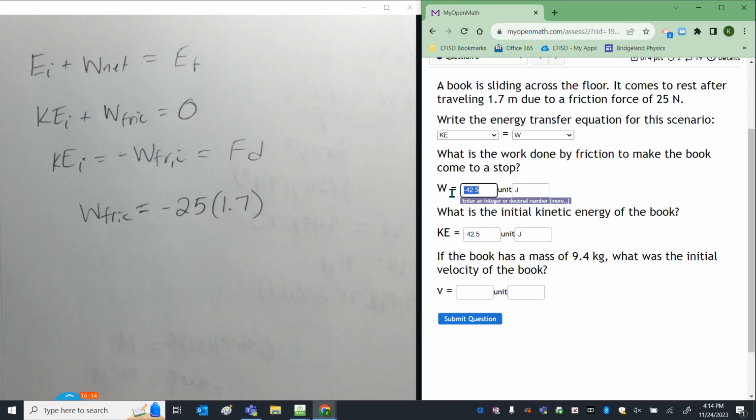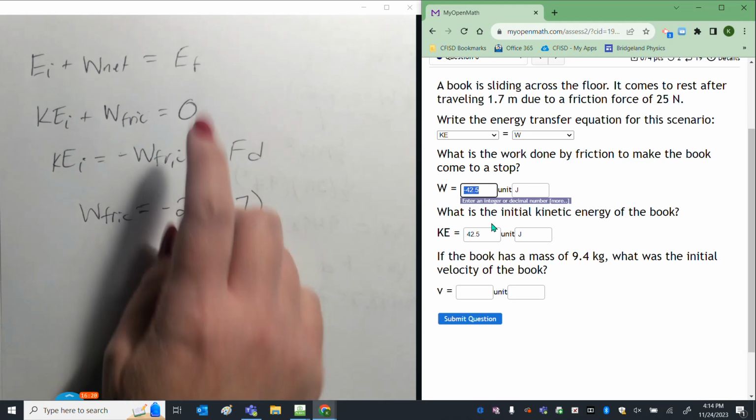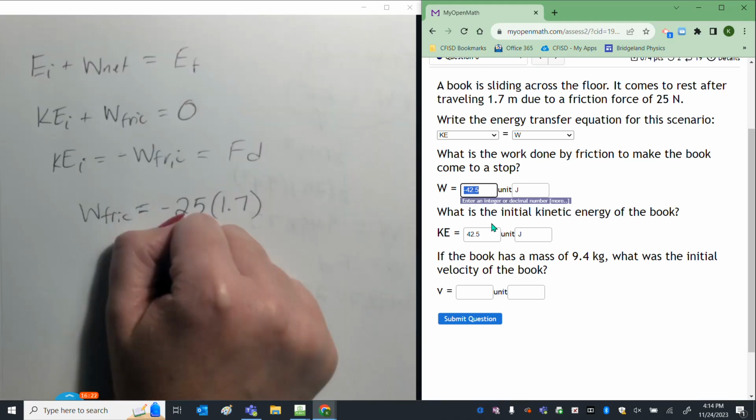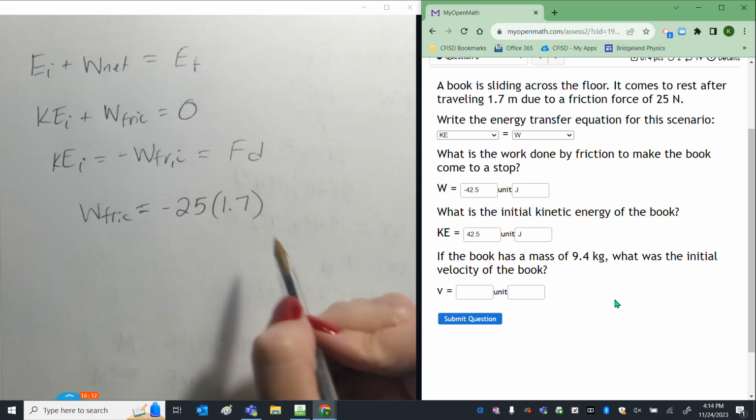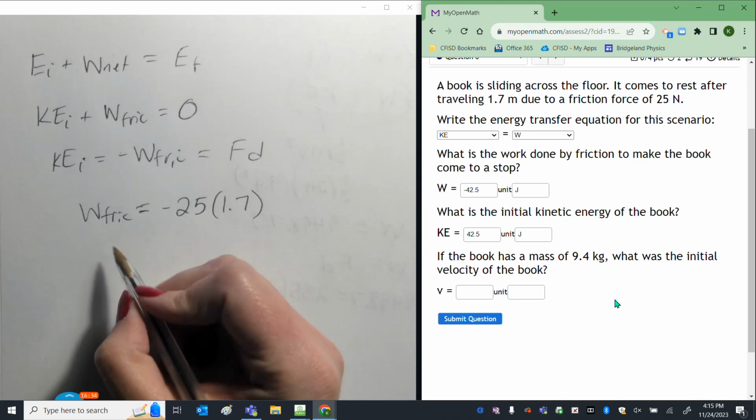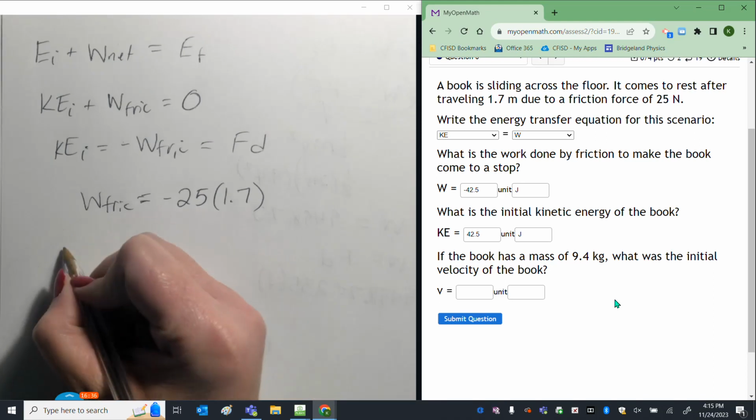So that's the work: the change in that energy, the negative 42.5. But these will have the same magnitude, again, according to the equation that we wrote up here. All right, if the book has a mass of 9.4 kilograms, it's a really big book, what was the initial velocity of the book? Okay, so again, I know the kinetic energy initially is 42.5.